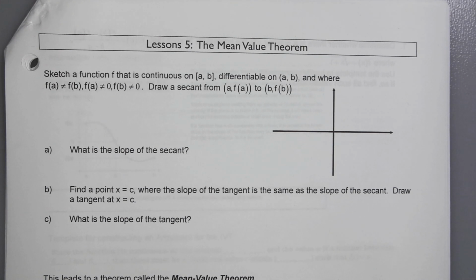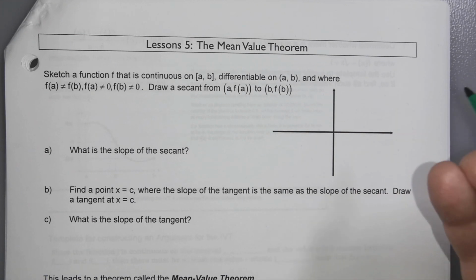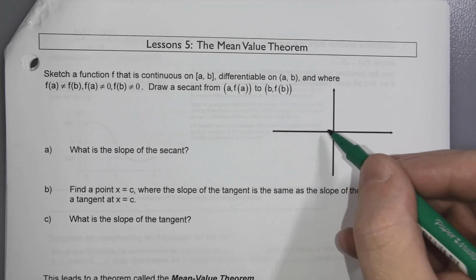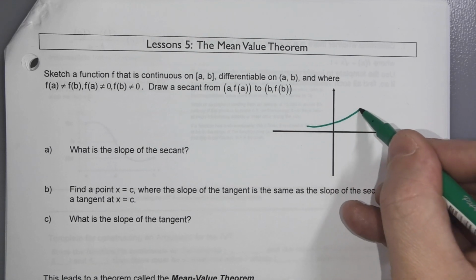So we're going to sketch a function f that is continuous on a closed interval and differentiable, thus smooth, on the open interval. And we're going to have that f of a doesn't equal f of b, f of a and b are not zero, etc. So essentially it just means draw a very rough sketch that looks something like that.